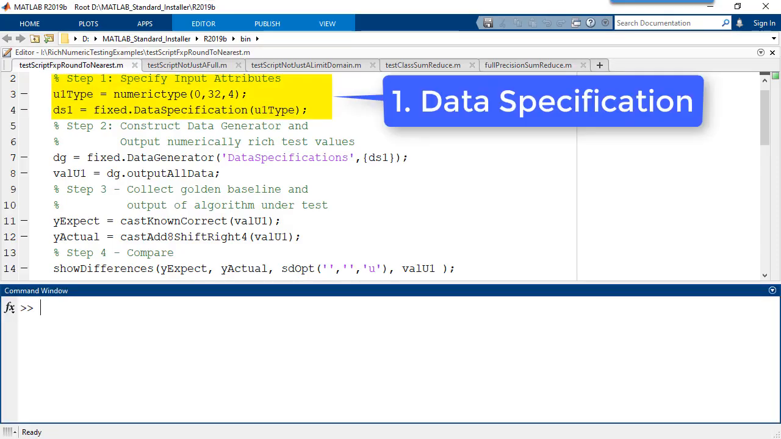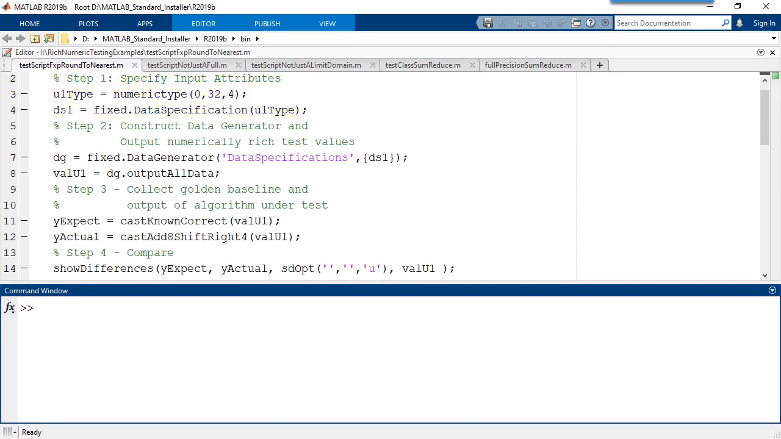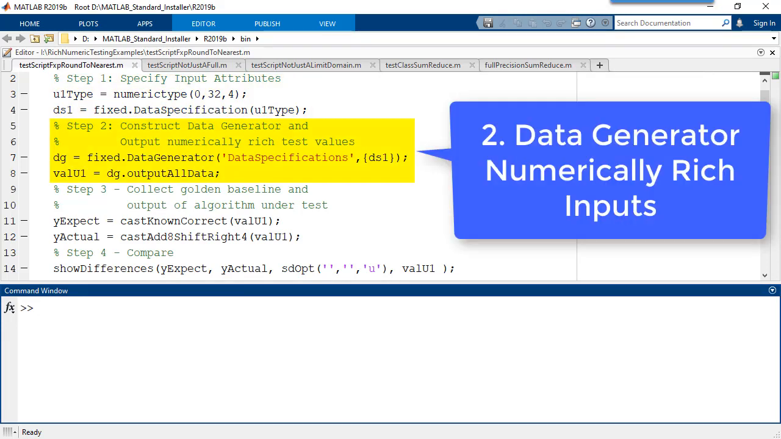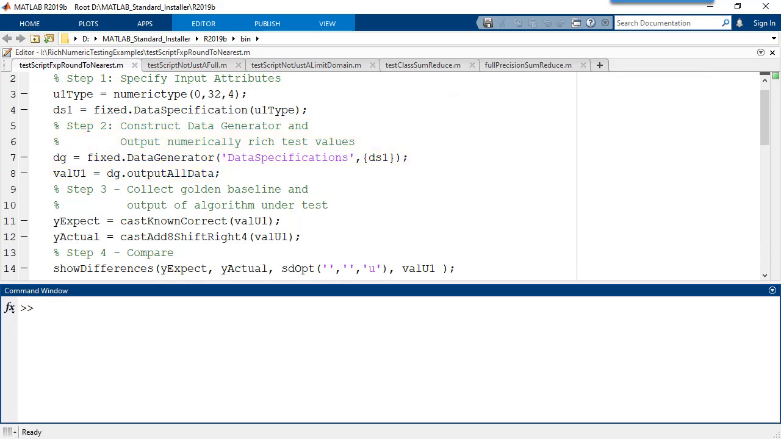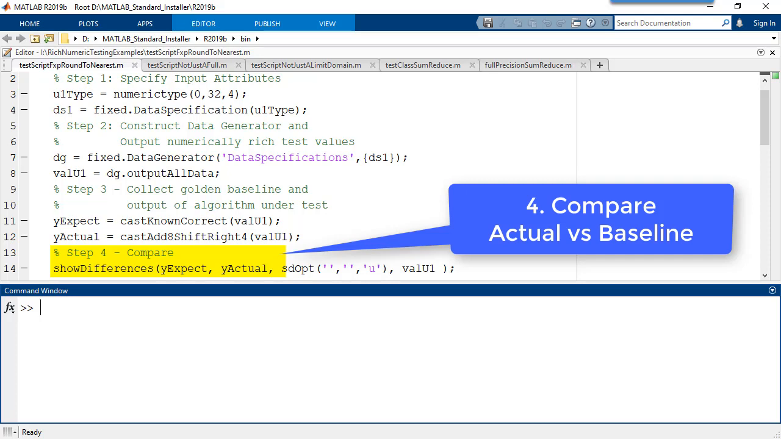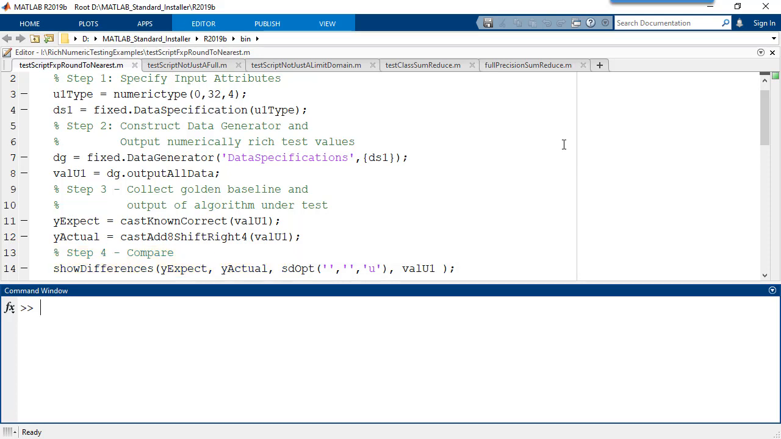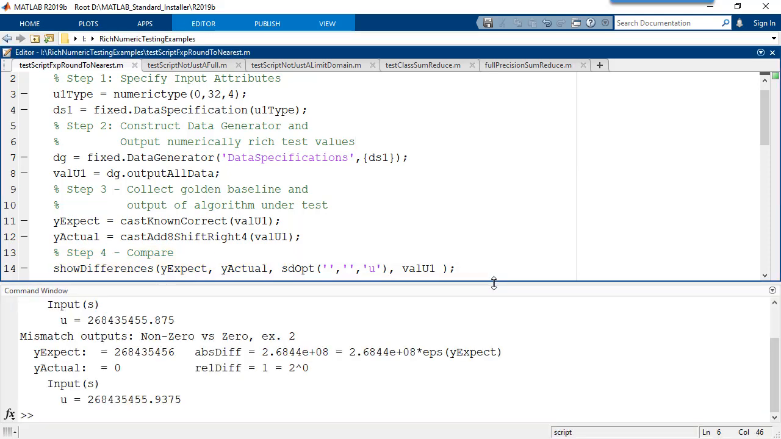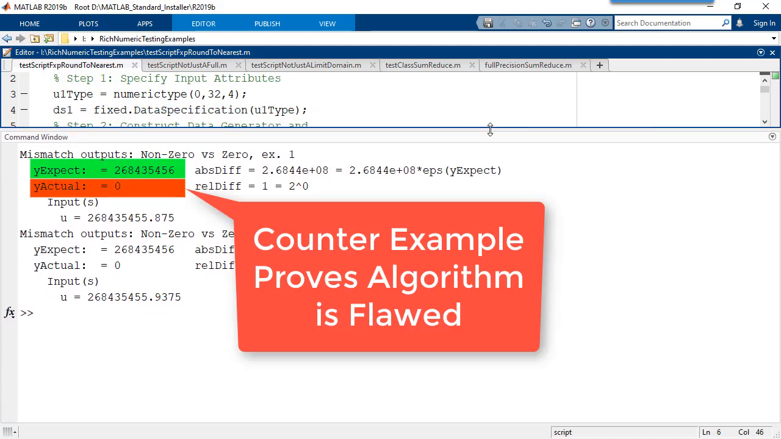The first step in the experiment is to provide input attributes using data specification. The second step is to create numerically rich test inputs using data generator. The last two steps are standard testing practice. Get the output of the golden baseline and of the new algorithm, then compare them. When we run this script, it instantly produces counterexamples that prove the algorithm is flawed.